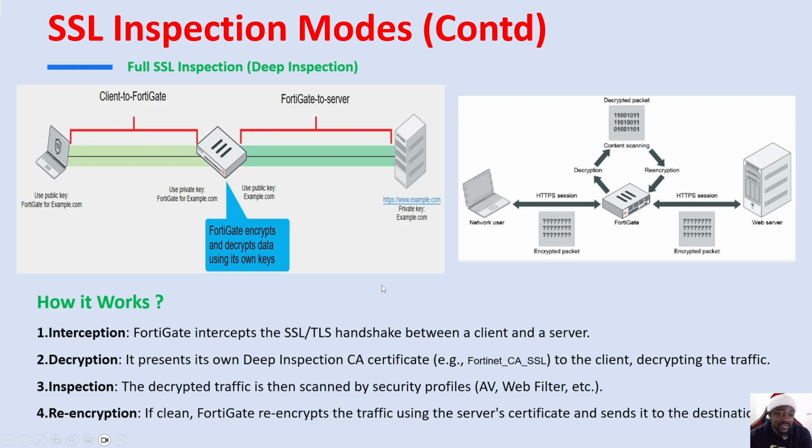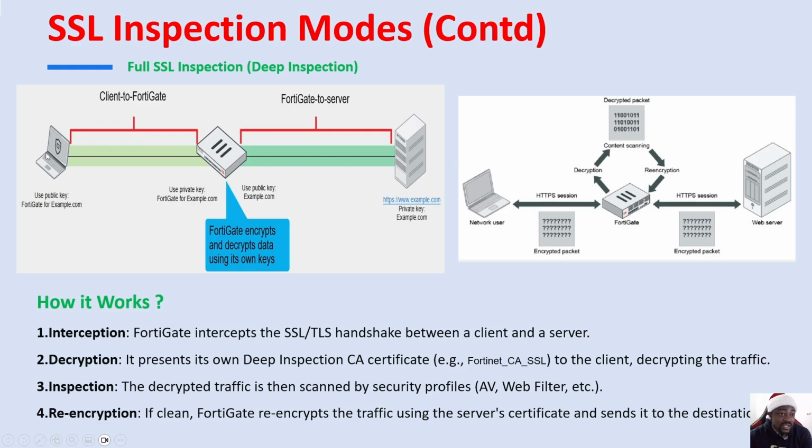For FortiGate to act like this, it needs to have a CA certificate, a certification authority certificate. By default on all FortiGate devices, you will have the default Fortinet CA SSL certificate, which can be used for SSL deep inspection. FortiGate uses this certificate because when you are using deep inspection, FortiGate will create two different sessions.